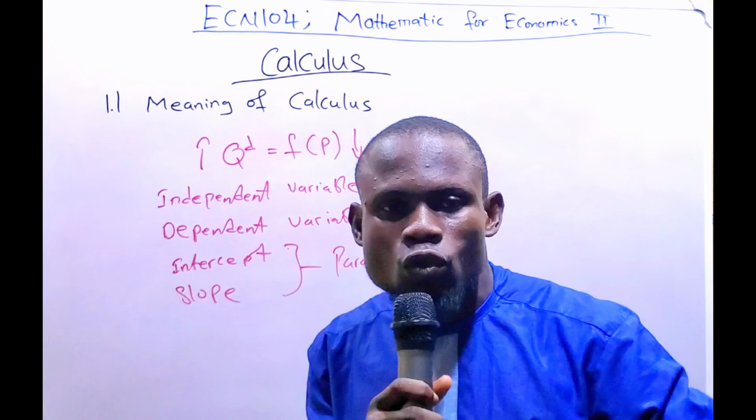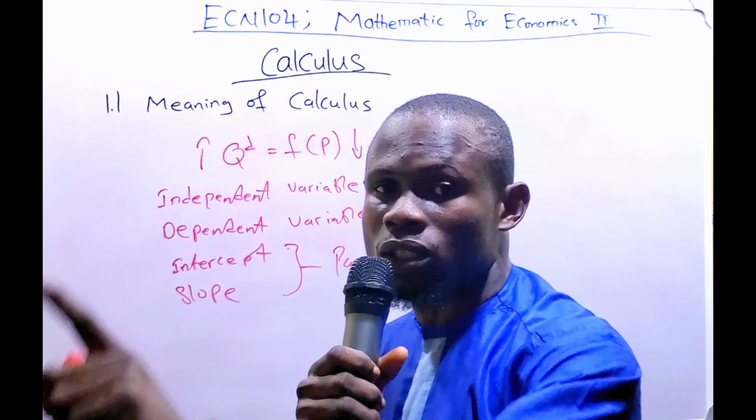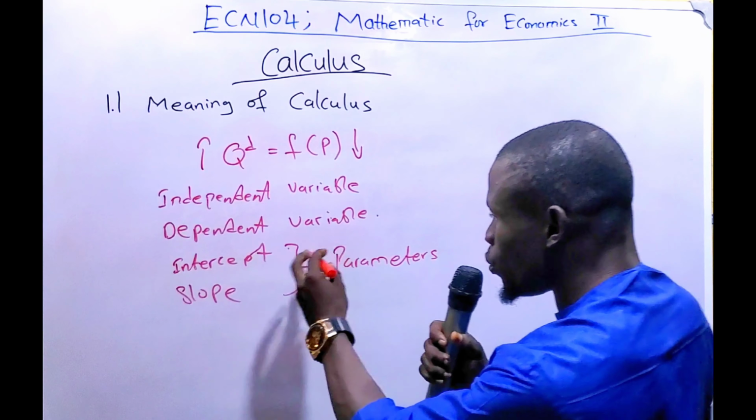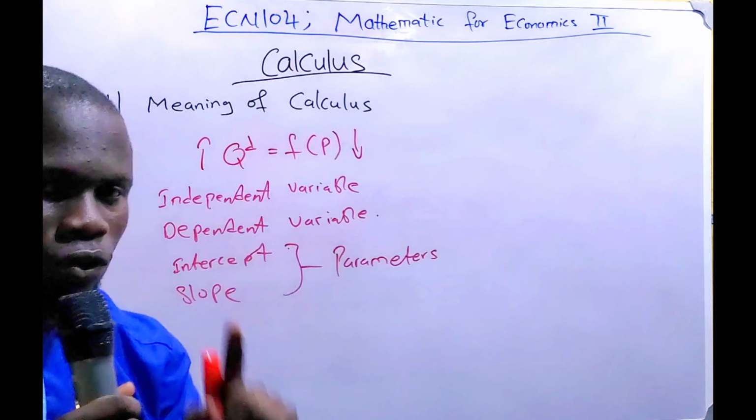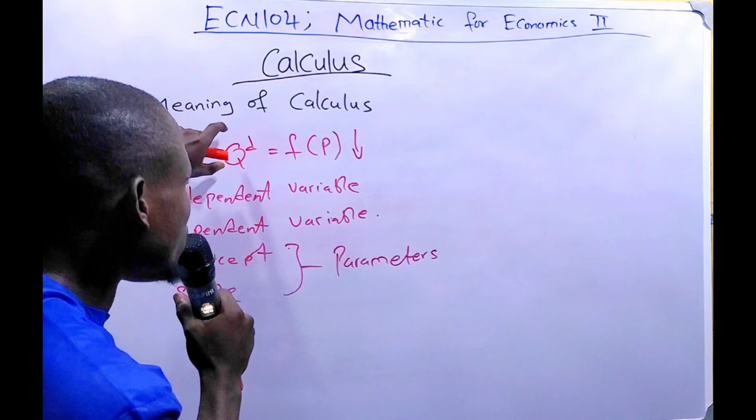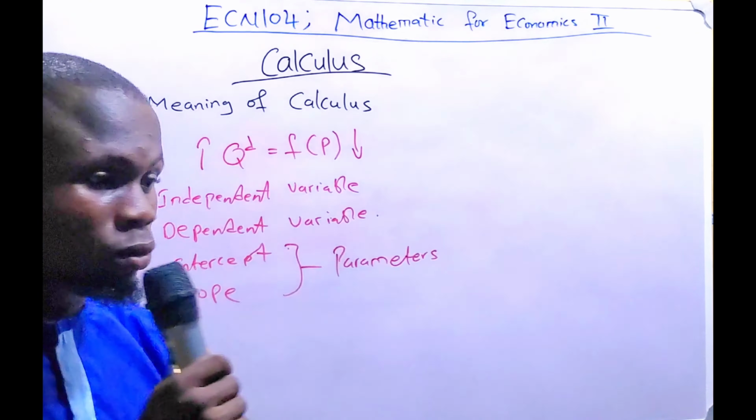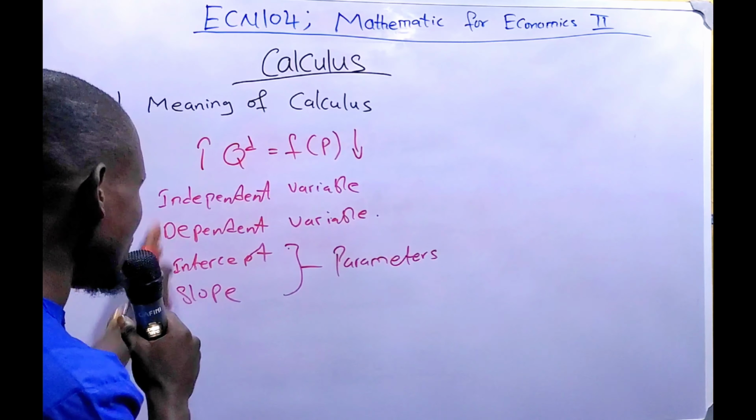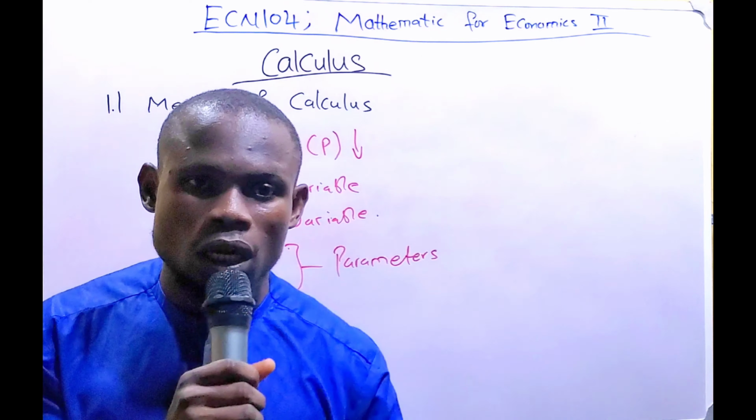Now, the dependent variable is the variable we are studying. It's the variable for which we are trying to evaluate the magnitude of change that occurred as a result of a change in another variable, which is the independent variable. Are you getting it? Here we are trying to study quantity demanded as it is being influenced by the price, which is the independent variable. In this case, the dependent variable is QD. Now we have what we call intercept, and we have what we call slope. We call those two the parameters.